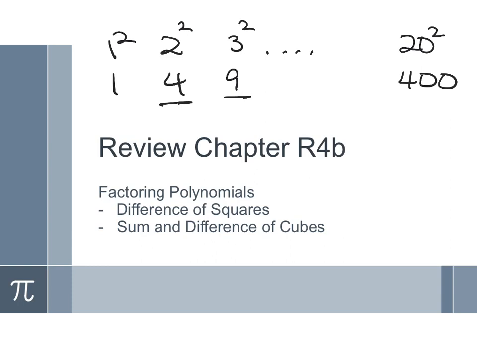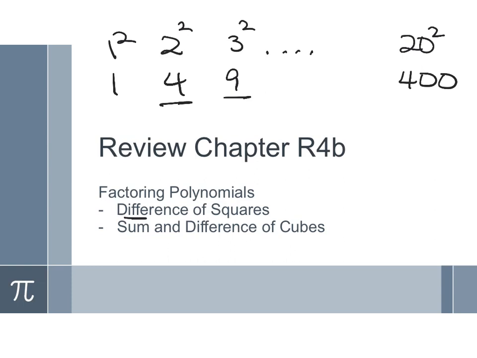Now, notice the name of this, the word difference. In math, difference means subtraction. So when we have two perfect squares, they're always going to have a subtraction sign in between if we're hoping to factor it. If it's got an addition sign, chances are the only thing we might be able to do to it is factor out a GCF.